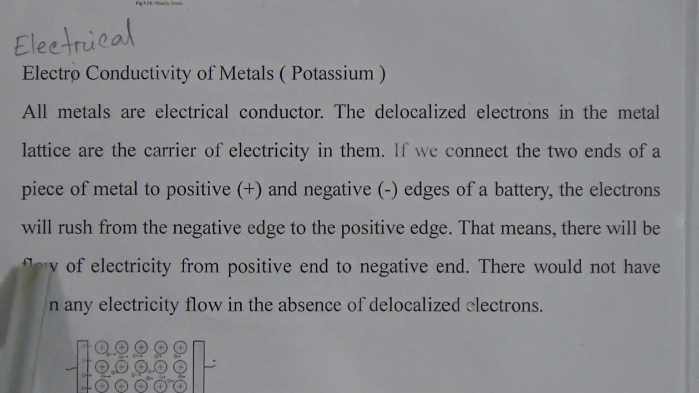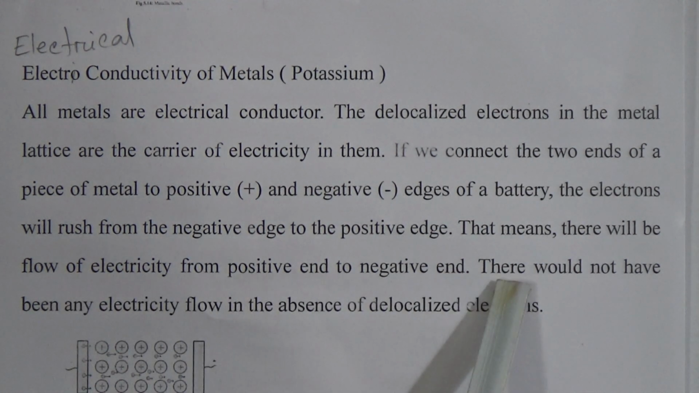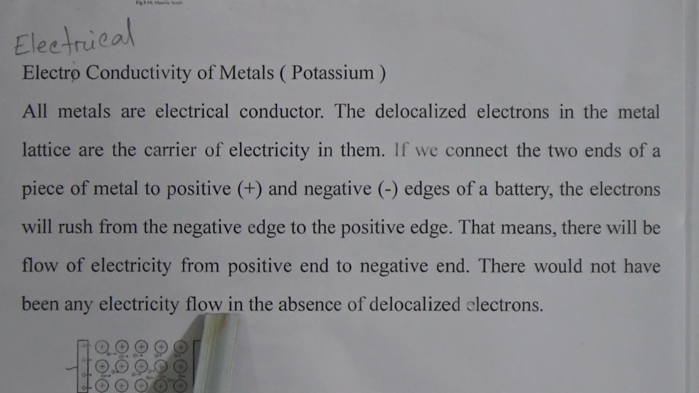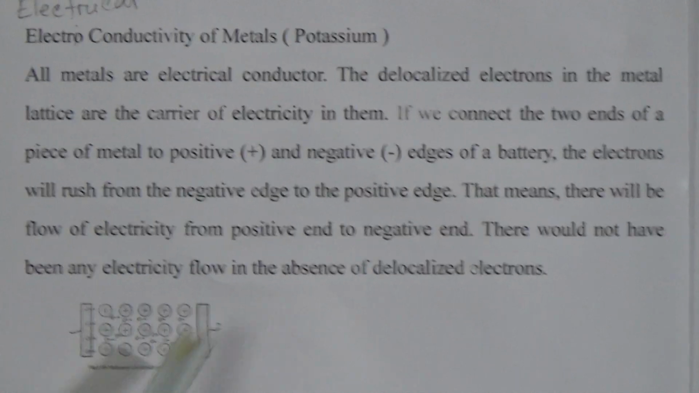That means there will be flow of electricity from positive end to negative end, and there would not have been any electricity flow in the absence of delocalized electrons. And this is the picture which is taken from your textbook, that is the electrical conductivity of metal by the flow of electrons.